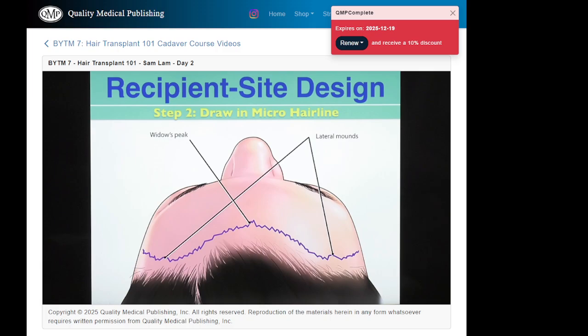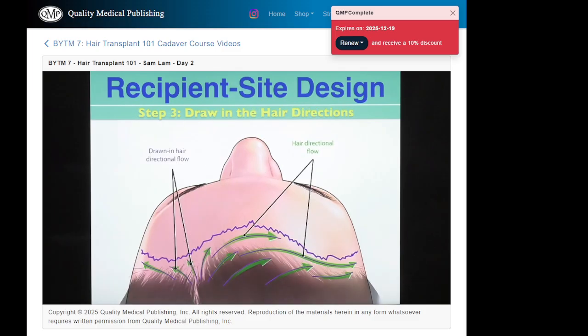Sometimes there's a little bit of a widow's peak in the middle. These lateral mounds are just a little bit of lateral protuberances. I don't always draw them, but if you look at women, you oftentimes see these little lateral mounds. I then draw in, as you saw in the lab yesterday, the proposed flow of the arrows. That way it tells me how to make those sites.